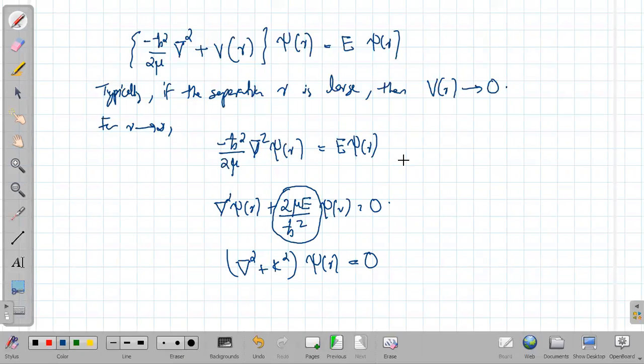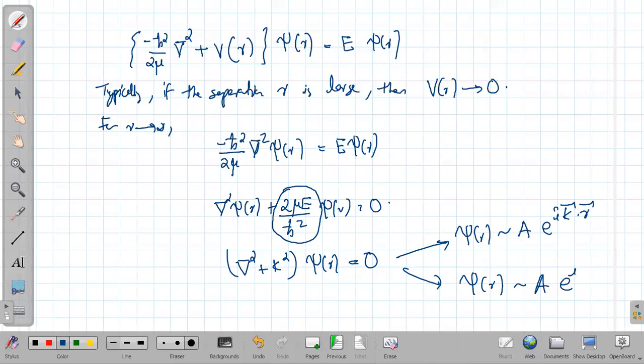Now, what are the possible solutions for this Schrodinger equation? There are two possible solutions. One is psi of r taking the form of some A into e raised to i k dot r, and the other possibility is psi of r is some A into e raised to i k dot r divided by r. If you look at the first solution, it is like a plane wave, and the second solution looks like a spherical wave.